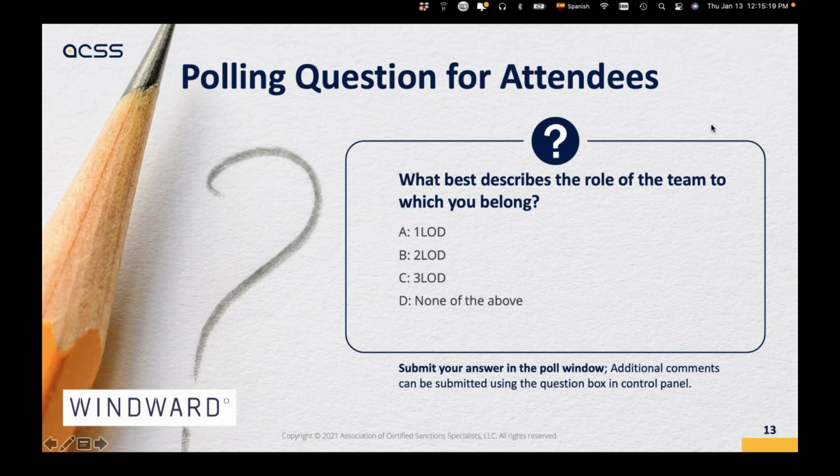So the first question for the audience is, as I said, pretty easy. What best describes the role of the team that you belong to? Is it first line of defense, second line of defense, third line of defense, or none of the above? You can start answering. I think we can put the poll up now and have everybody answer.